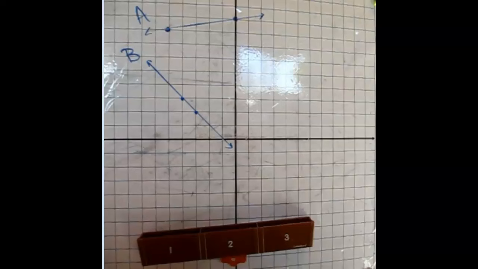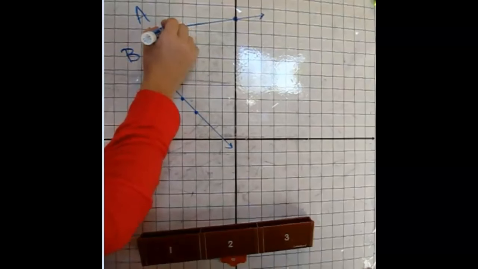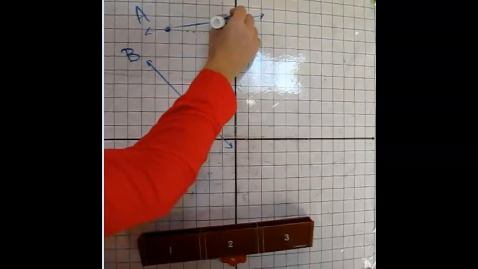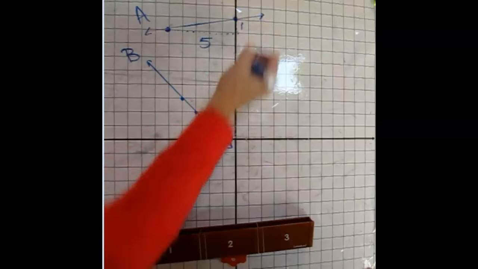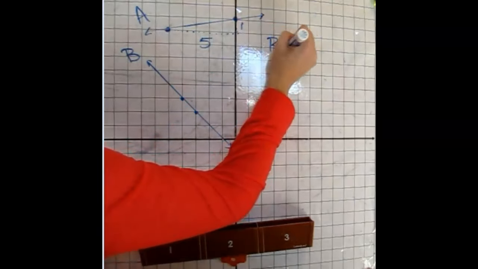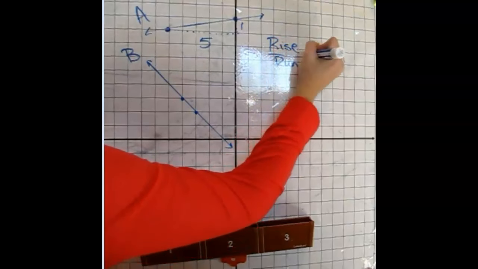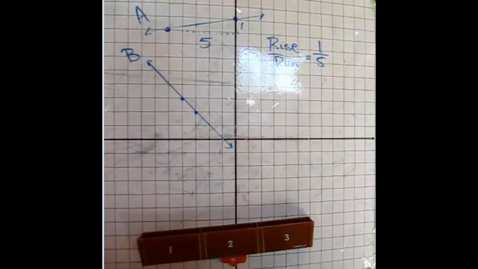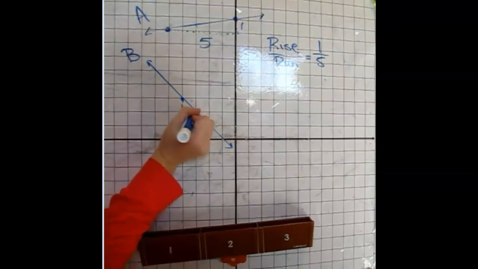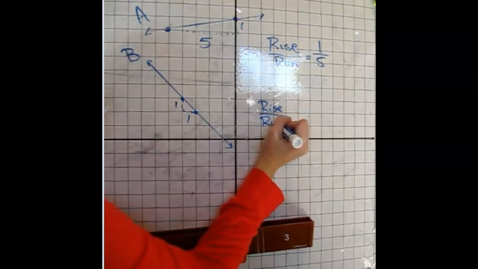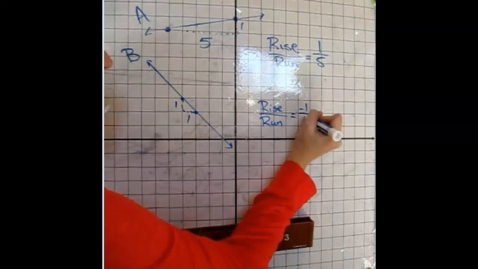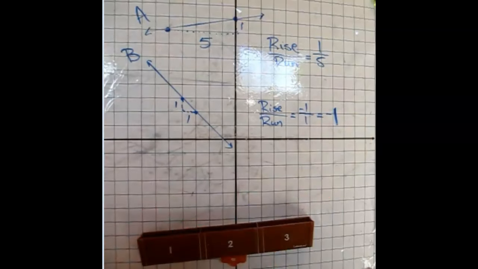So I'm going to use a triangle to figure out what the rise and run is from one point to the other point. So I went straight over 1, 2, 3, 4, 5, and then straight up 1, using the grid to draw my triangle. And rise over run is 1 over 5. This is a positive slope because it's going up from left to right, so I'm going to leave it positive 1/5. B is a negative slope because it's going down from left to right, and its slope is 1 over 1. So I'm going to put the negative on the top one, but you can put it on the bottom one, just don't put it on both. Negative 1 divided by 1 is negative 1.